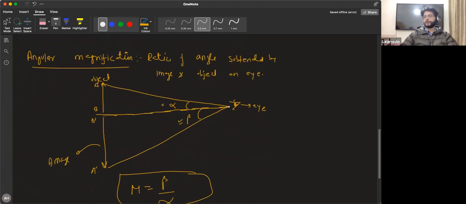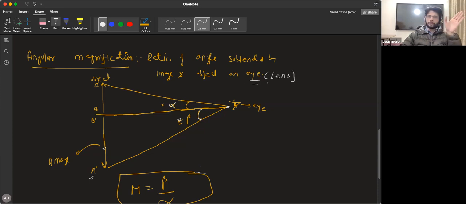So this is the eye, and this is some image A prime B prime. This image is subtending some angle beta on the eye. This is our object AB. This is the angle alpha subtended on the eye by the object. The ratio of beta and alpha is known as angular magnification. So we are writing the eye here, but practically when we calculate it, we will measure these angles from the lens.